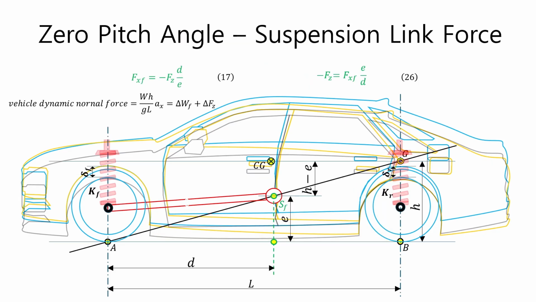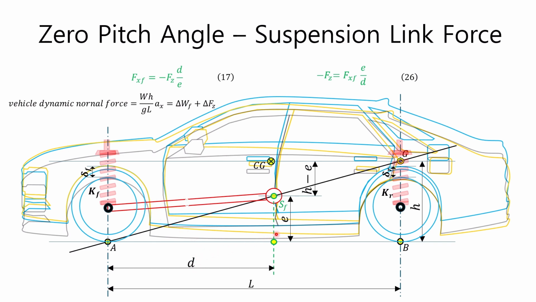Let's continue to look at the forces acting through the suspension links and its relationship to the zero pitch angle. The previously derived equation 17 expresses the driving force Fxf as a function of the vertical dynamic load minus Fz relative to the wheel center that occurs due to the suspension geometry when the driving force is applied. If equation 17 is rearranged for the vertical dynamic load minus Fz, equation 26 can be obtained. As shown in equation 26, the absolute value of the negative vertical dynamic load acting through the suspension links increases as the ratio of E to D increases.